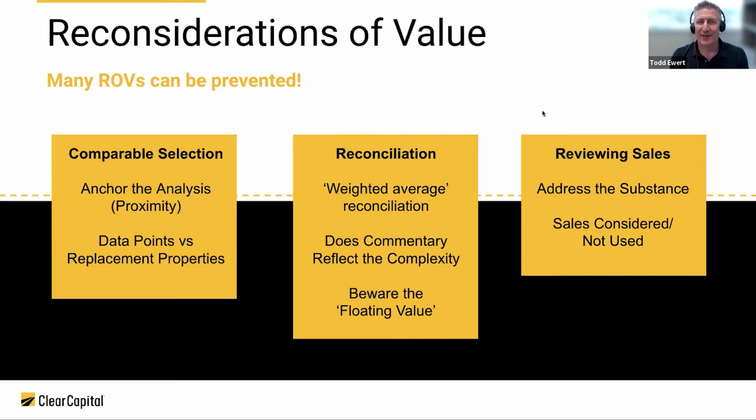Now, a floating value may seem safe. It's not too high. It's not too small. It's kind of safely in the middle there. But that is viewed as a potential collateral risk by lenders because the value is not necessarily tied to any specific value driving characteristics. It's just kind of an average of all the comparables in the report.